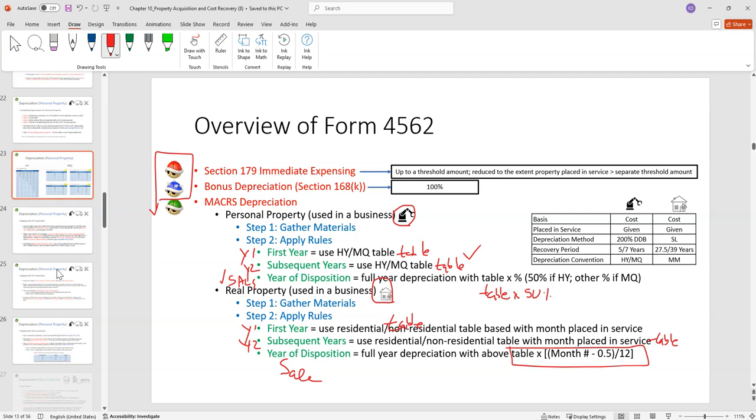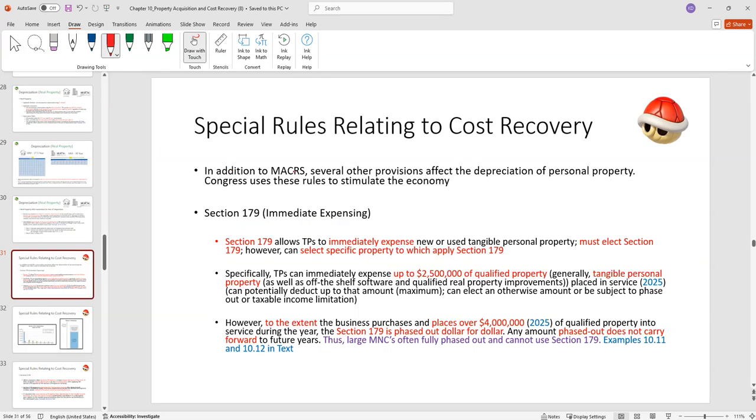Well, starting with 179, basically what this lets you do is immediately expense any kind of tangible personal property. So 179 and bonus, it's generally going to be things like machinery, equipment, stuff like that. Like you're not going to be able to just 179 or bonus a warehouse you buy. We're generally talking about tangible personal property up to $2.5 million of that property that you place in service. That's kind of the end of the rainbow number. Hey, you get up to 2.5 million.